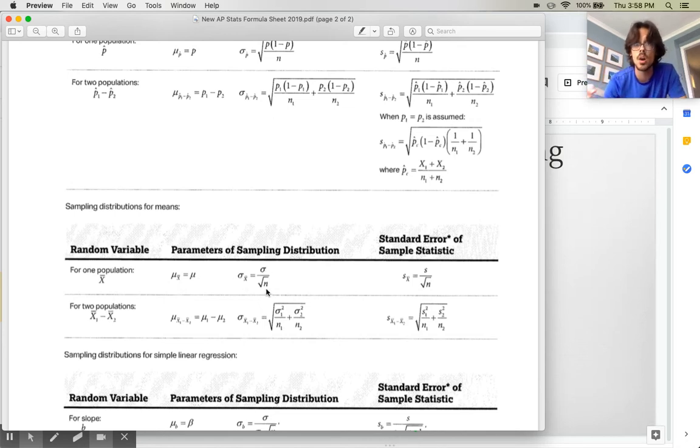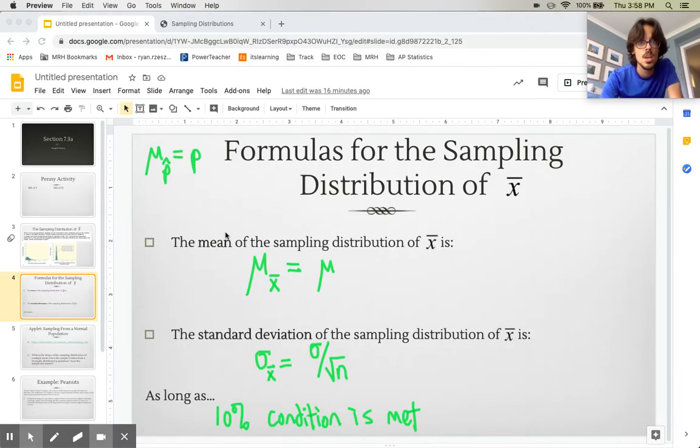So our formulas are on the sheet. You do not have to memorize them, but you're going to see them enough that you'll probably inadvertently memorize them just because you use them all the time. So yeah, those are going to be our formulas.